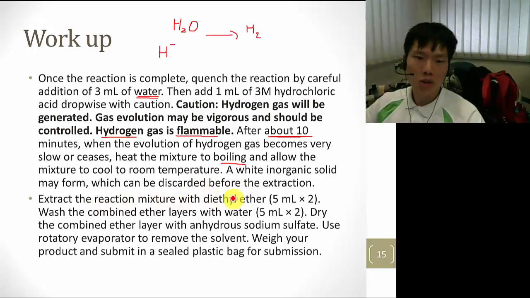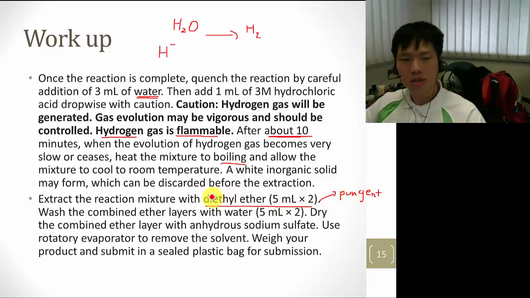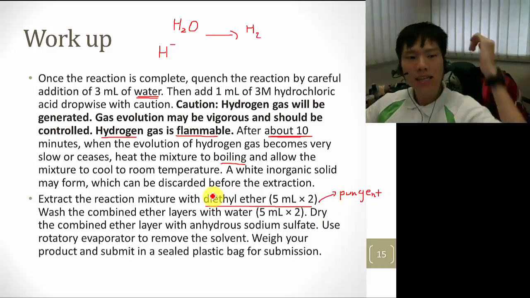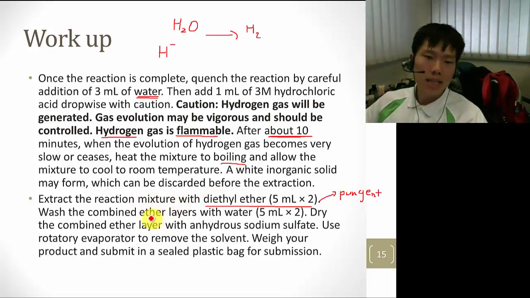Now extract the reaction mixture with diethyl ether, an organic solvent. This can be a bit pungent, so try not to spill anything and do it inside your fume hood. Very pungent. You may stain your shirts, so please wear your lab coat nicely. Wash the combined ether layers with water and dry them with anhydrous sodium sulfate, the drying agent here. And finally, use the rotovap to remove the solvent.